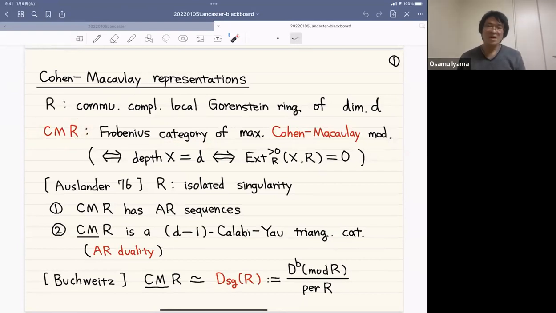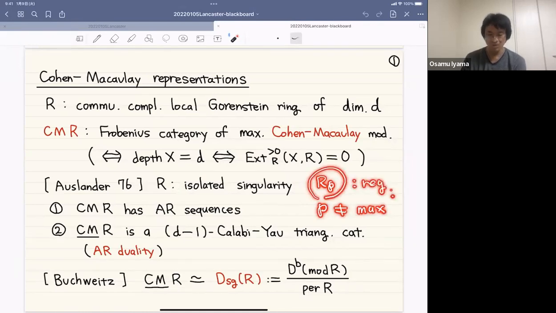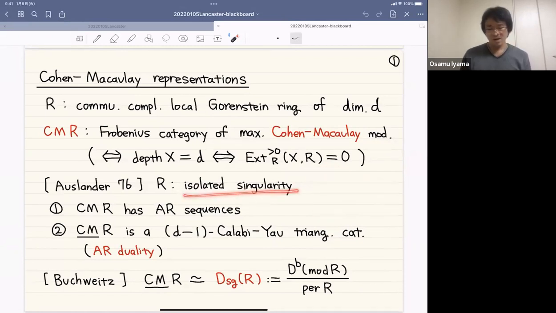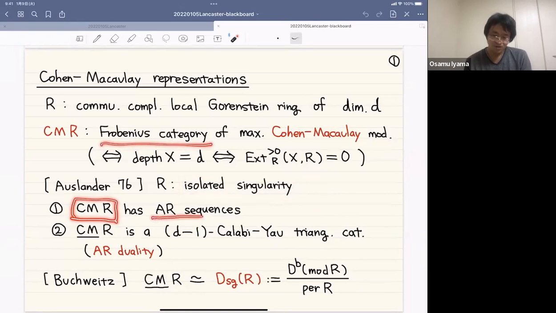Let me explain just two of the most famous results, due to Auslander, given in 1976. To explain this, I assume R has an isolated singularity. This just means that the localization of R at a prime ideal P which is not maximal, R_P, is regular, so it has finite global dimension. This is the definition of R having at worst an isolated singularity. Under this assumption, what Auslander proved is that this Frobenius category of Cohen-Macaulay modules has Auslander-Reiten sequences.